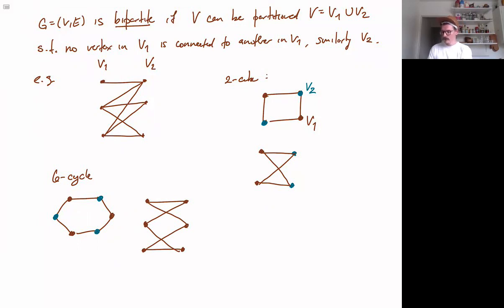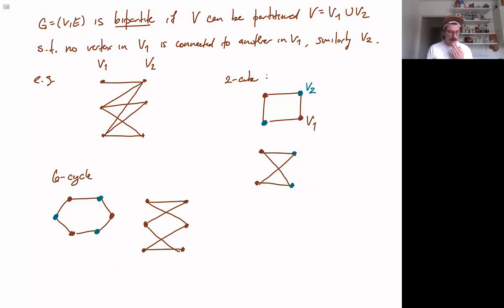So this is an example that there are many different ways to draw the same graph, and it can be important to draw it in a particular way. And this is something that we will talk more about later when we talk about planar graphs and when we talk about isomorphism of graphs. It's important in both of those contexts.